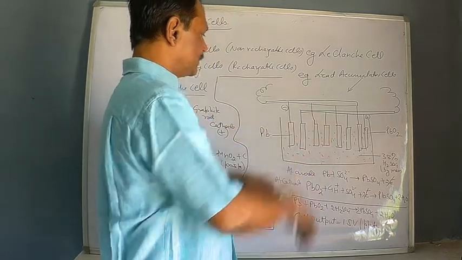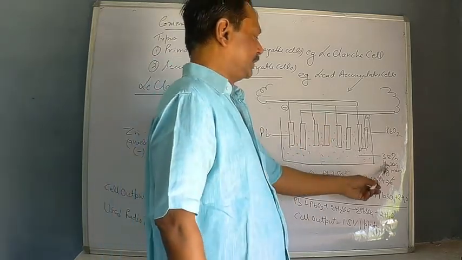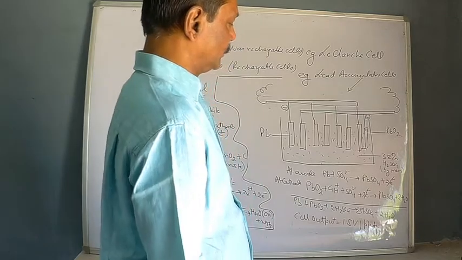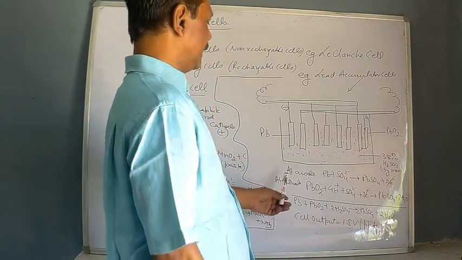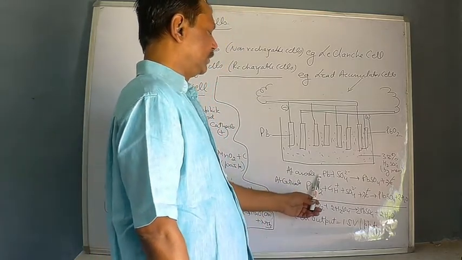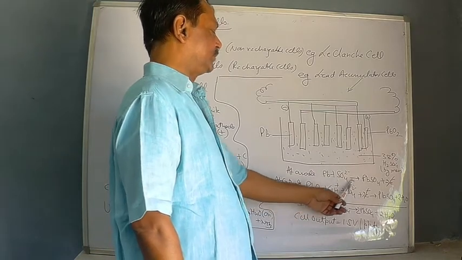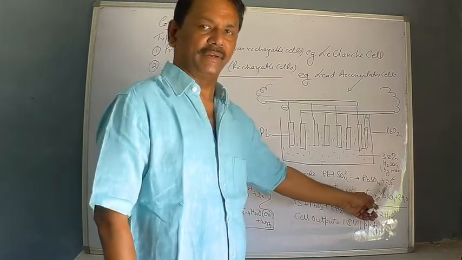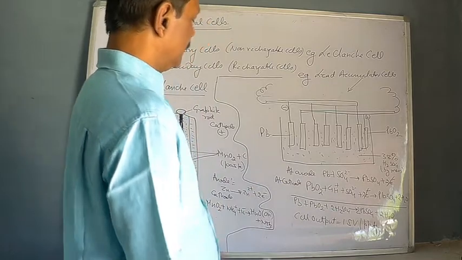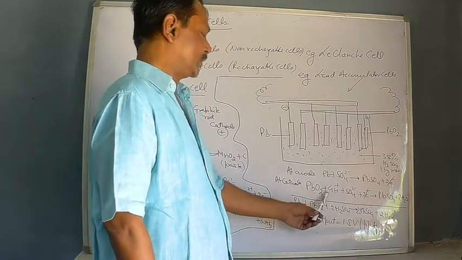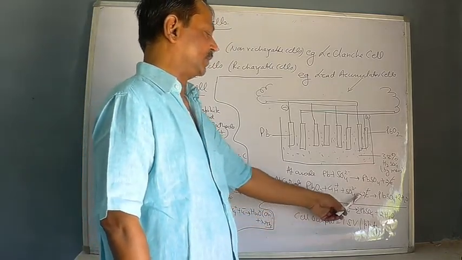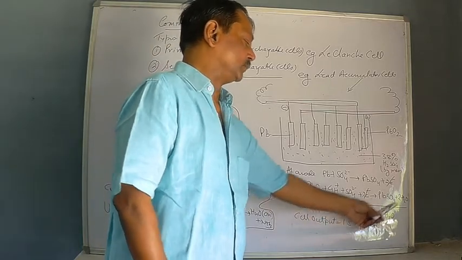Now both the rods are dipped in 38% sulfuric acid by mass. That is your electrolyte over here. Cell reaction at the anode: Pb, that is lead, in the presence of sulfate gives PbSO4 liberating 2 electrons, and hence oxidation takes place. At the cathode, PbO2 plus 4H+ plus sulfate plus 2 electrons gives PbSO4 plus 2H2O.